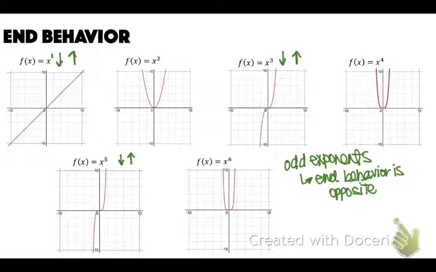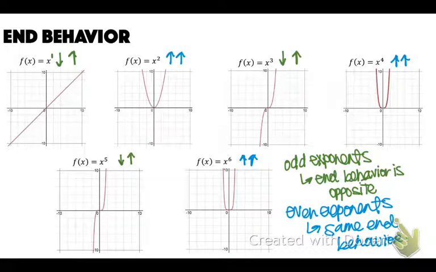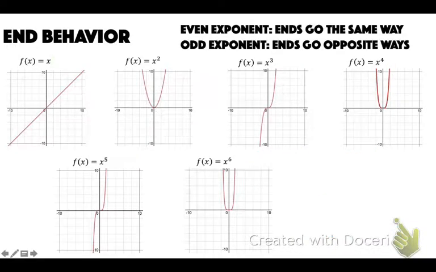Well, let's look at the even ones now. So all these even ones, they're both going up, right? Same thing here, and same thing here. So all of the even exponents are the same end behavior. Even exponents, the ends go the same way. Odd exponents, they go opposite ways. And I always remember this like odd, opposite, and then even, they just go the same.